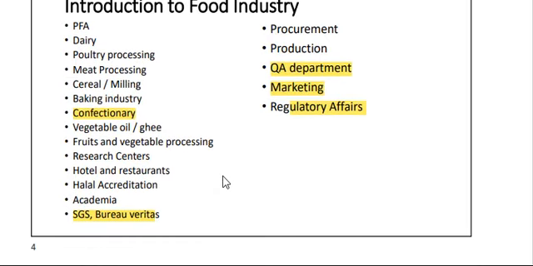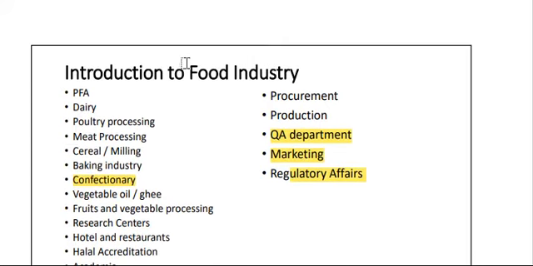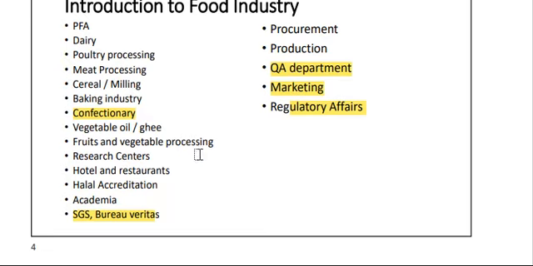We come to the third objective. These are the areas in the food industry. Punjab Food Authority, PFA stands for Punjab Food Authority, and these areas also include dairy industry, poultry industry, meat industry, baking industry, confectionery industry. Confectionery means chocolates, etc. Fruit and vegetable processing. Food technologists can also work in research centers, hotels and restaurants, academia, procurement, production, quality assurance department, marketing and regulatory affairs.